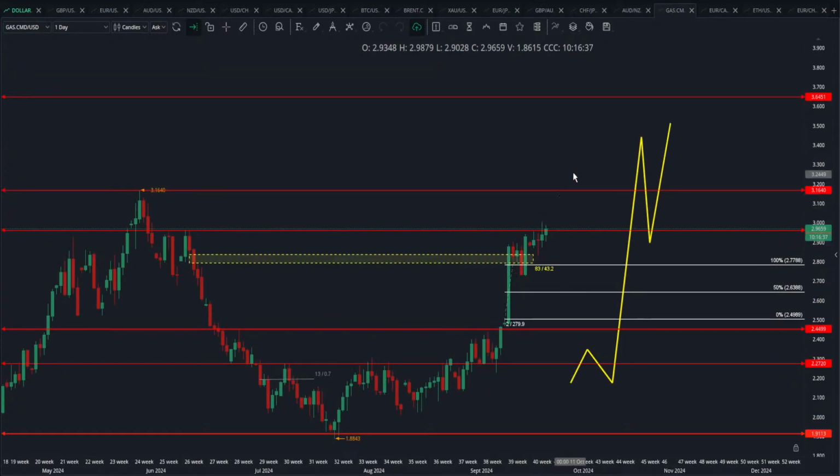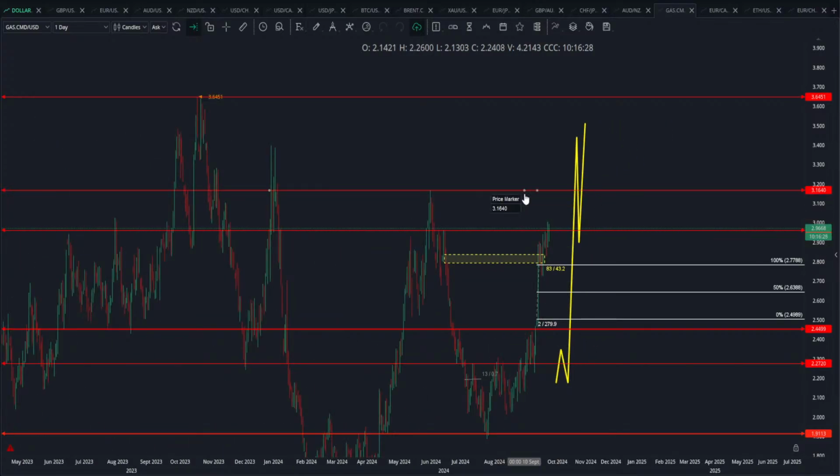Gas, we are looking for higher and higher prices only. A lot of reasons for gas to go higher here. Okay, a lot of reasons. Yeah. Now 3.164 is exposed in this market.